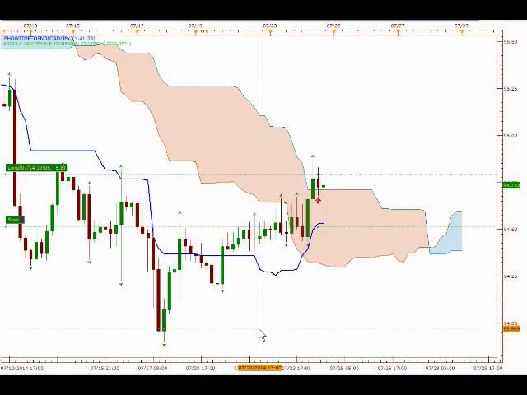Alright guys, let's get started here. I'm in a live trade right now, and I'm going to show you what I did and why I got into it. I got in on a Kumo Breakout. A lot of my trades you'll see are Kumo Breakouts. That's one of the biggest things that I trade, and I've been showing you guys almost everything about the Kumo Breakout. It's one of the simplest strategies to trade with the Ichimoku system.